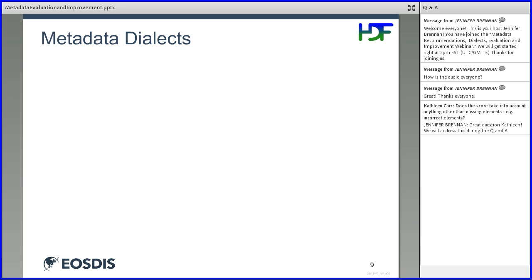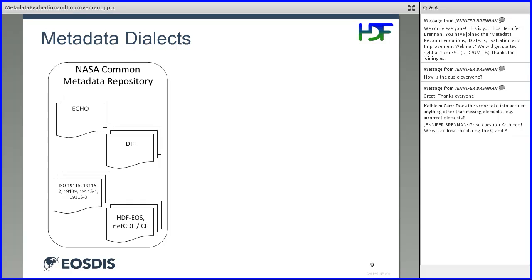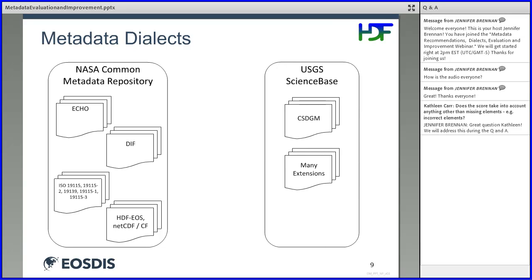Okay, so metadata dialects, just to go back and make sure that we understand what this means. In NASA, many of you are familiar with the Common Metadata Repository, the CMR. The CMR has three major dialects, the traditional ECHO and DIF dialects, and then the new ISO dialects that we're really trying to transition to as part of the development of the CMR. And then in the NASA data collections, we also have dialects that are inside of the files, or granule dialects, like HDF-EOS and NetCDF and CF. And this is not a very different situation than other large collections of metadata. We're dealing with a lot of different dialects. In the USGS, we looked at collections of metadata included in something called ScienceBase.